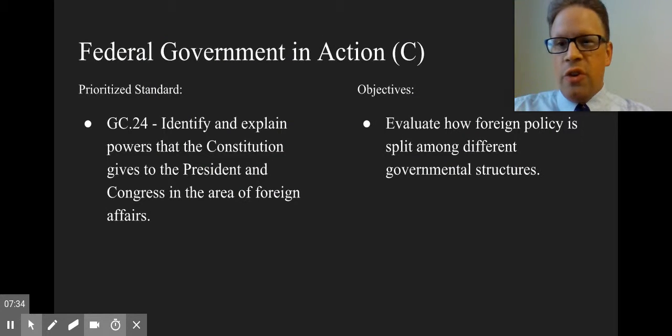All right, this concludes Federal Government in Action, Section C, Foreign Policy. Our prioritized standard again was Government Civics 24, and now you can evaluate how foreign policy is split among different governmental structures.